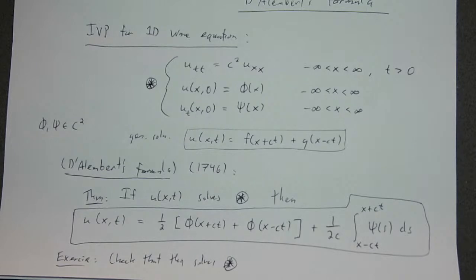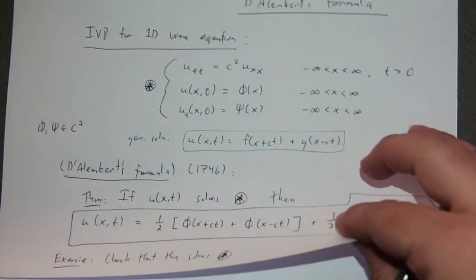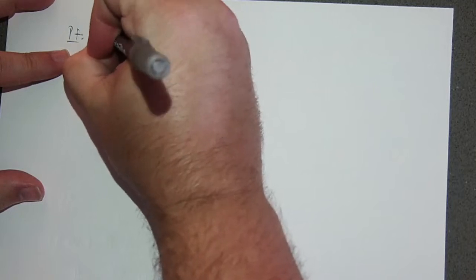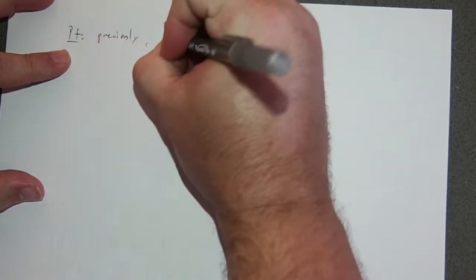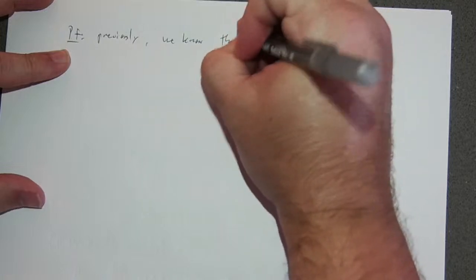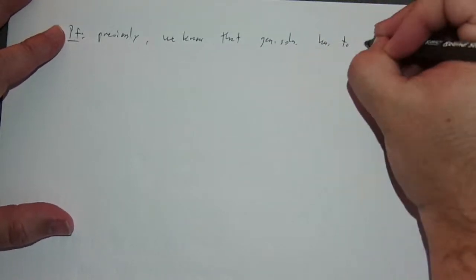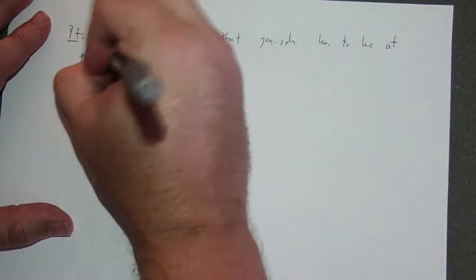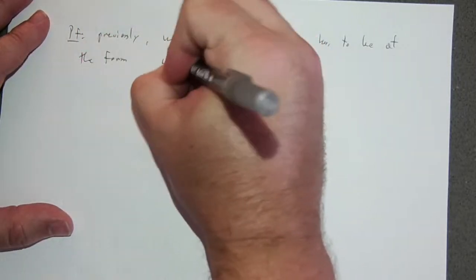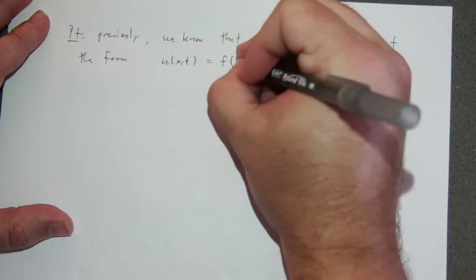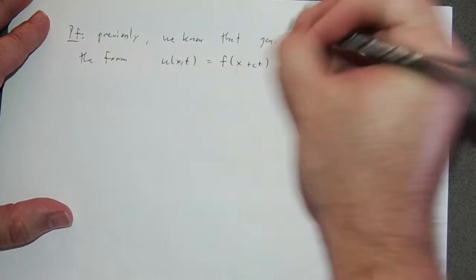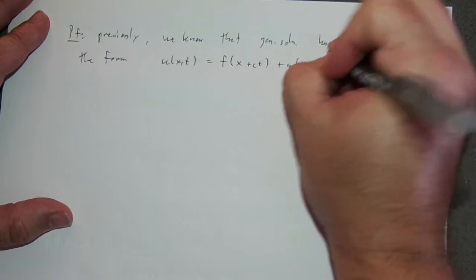So let's go through a quick argument as to why this works. Let's do the proof. Previously, we knew that the general solution has to be of the form u of x,t equals f of x plus ct plus g of x minus ct.